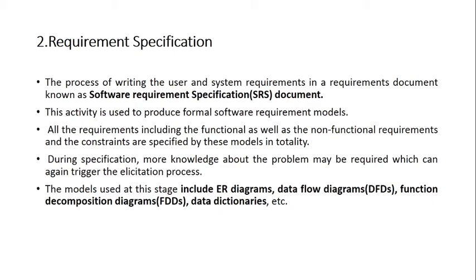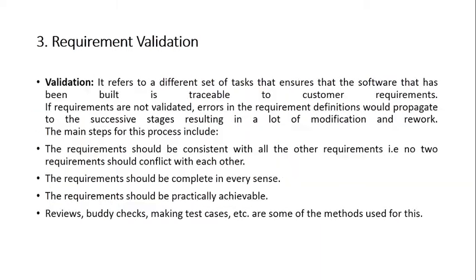As soon as you write, you feel more requirements are there, so again you go for elicitation. Back to elicitation, again you gather the requirements, then again you specify them. If you feel something is missing, again you go back to elicitation, collect those requirements, analyze them, and specify them again. You keep on repeating this step until all the requirements have been gathered.